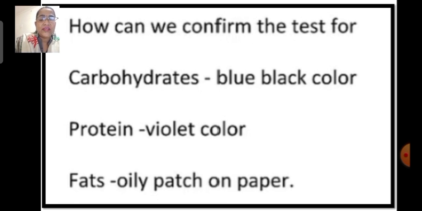And the next is to check the presence of fats. It is very simple. For that we need to wrap the food item in paper and then crush it, and if you see an oily patch on the paper, that means fats are present in that food item. If you are not able to see that oily patch on the paper, that means fat is not there in that food item.